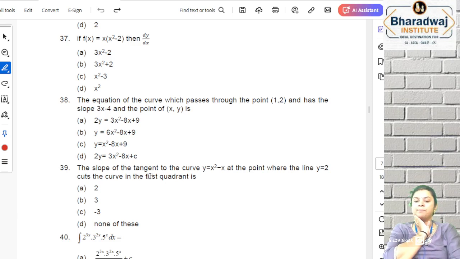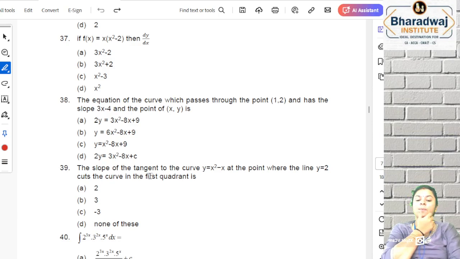Yes. When you simplify, put y is equal to 3x square by 2 minus 8x by 2 plus 9 by 2. Differentiate, and you will get the answer as 3x minus 4. In the same way, if you substitute in equations 1 and 2, you will get the answer. So the answer is option A.